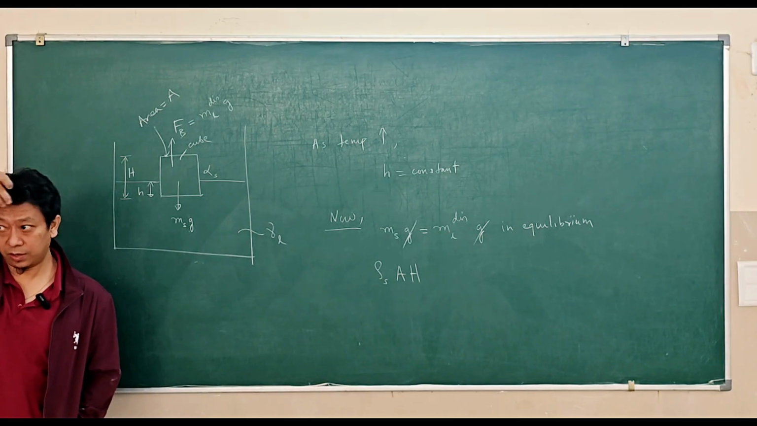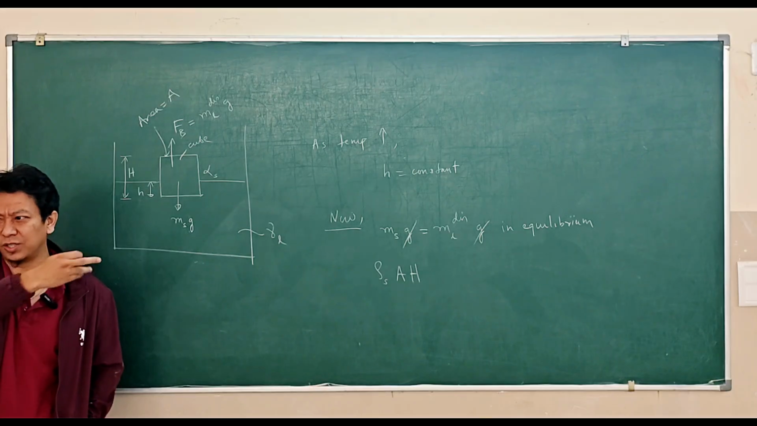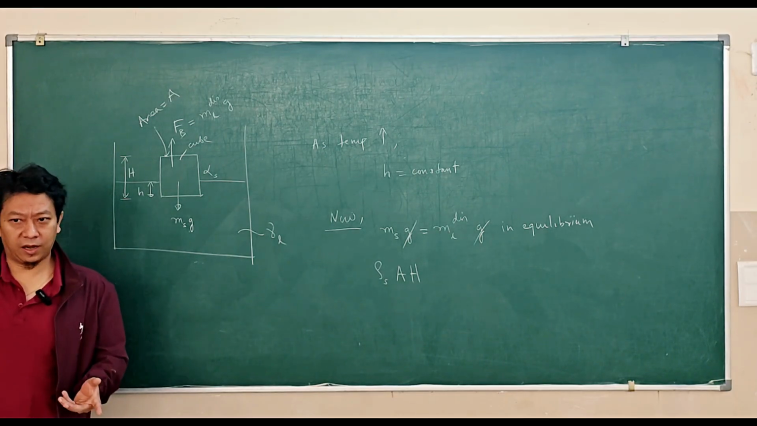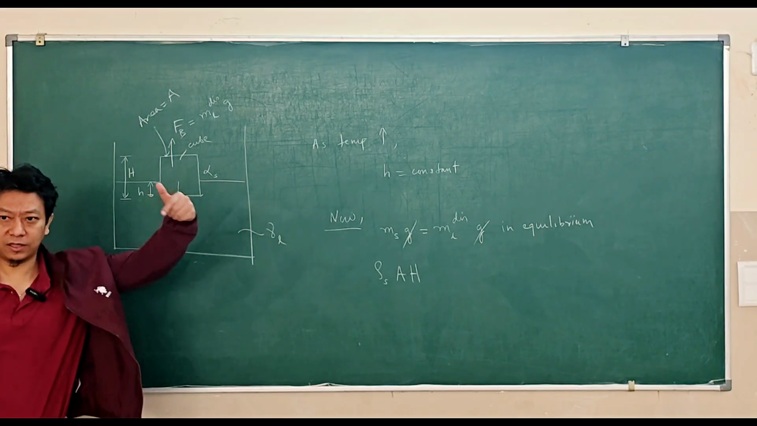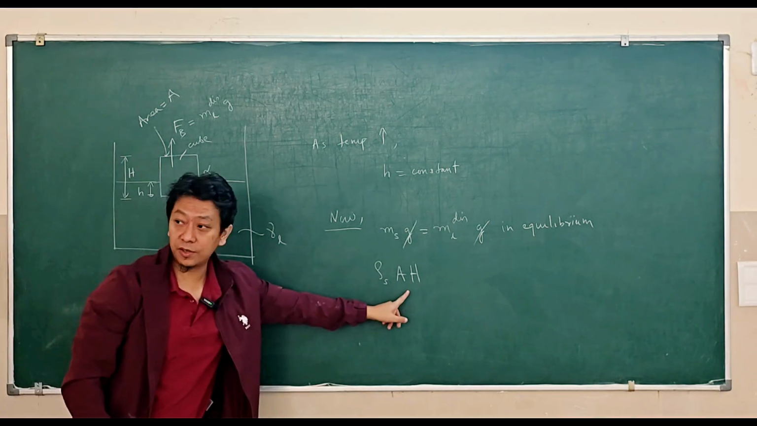So area into height. Pi r square h, like that you can think. Of course, it is not a cylinder, but for a cuboid also we use the same formula. Length into breadth into height. Length into breadth is what here? Area. So volume, everybody understood?